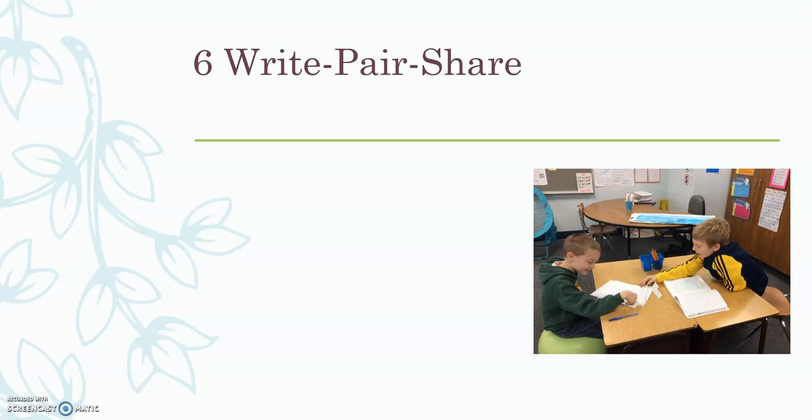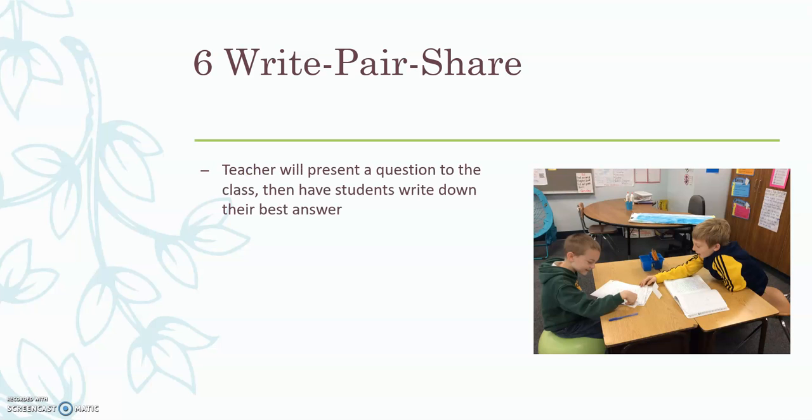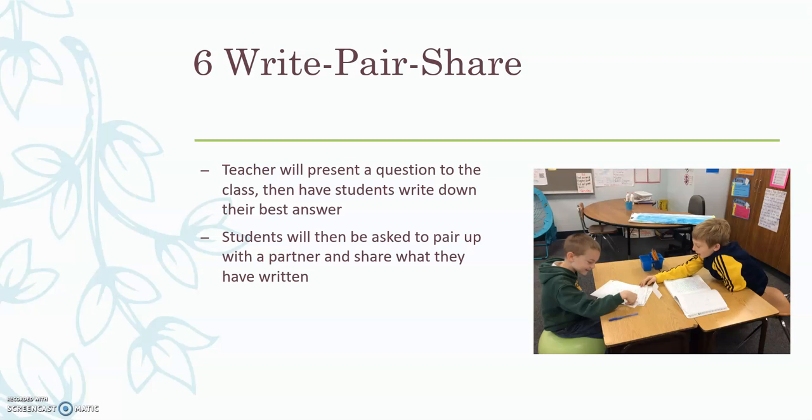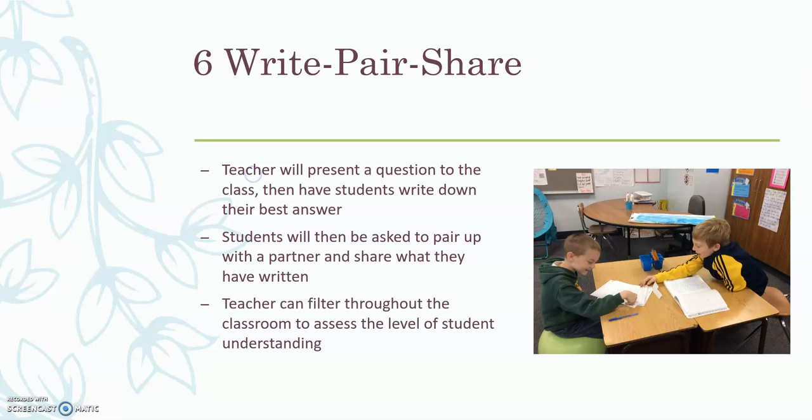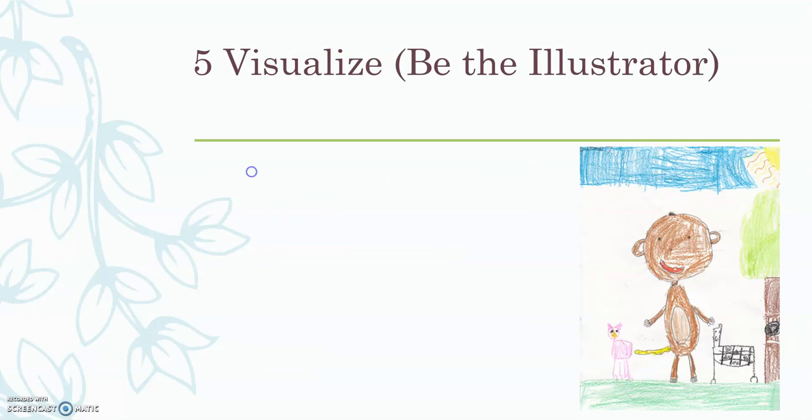Number 6, write, pair, share. In this exercise, the teacher will present a question to the class and have students write down what they think is the best answer. Then students will be paired up with another student and go over what each has written, kind of a discussion time. And the teacher, again, can filter throughout the classroom to assess student level of understanding.